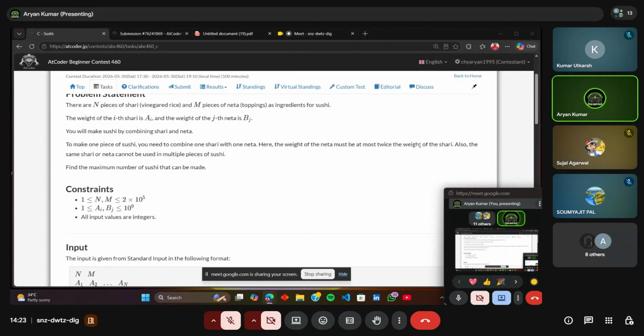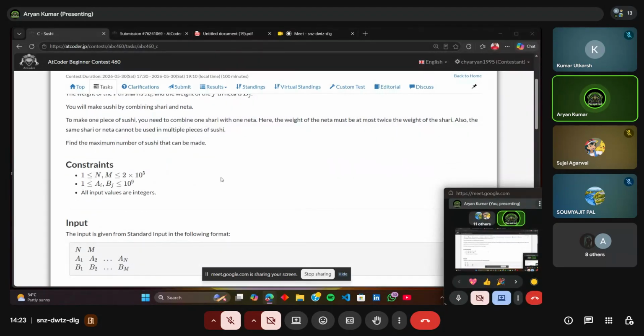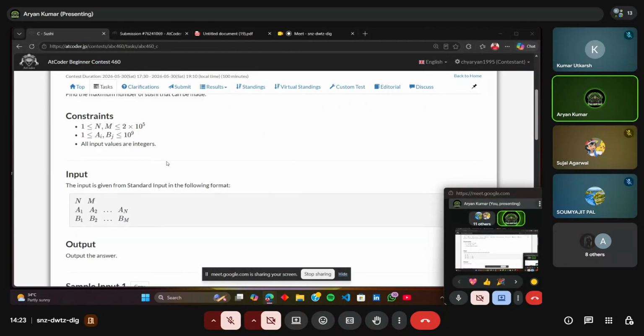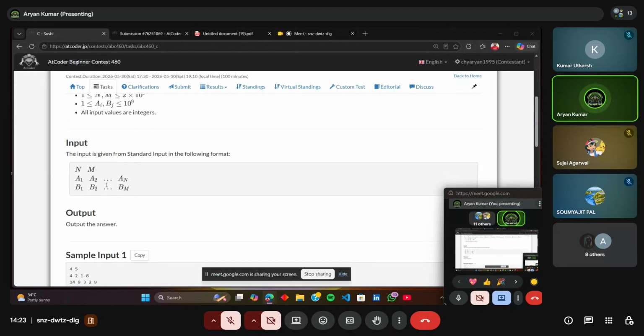Okay. So from this, we can conclude that every time, for any value of sari, we will try to take the minimum possible weight of neta, so that we will always have a chance that it is less than or equal to twice the weight of sari. Also, it is given that the same sari or neta cannot be used in multiple pieces of sushi. So these are the input form.